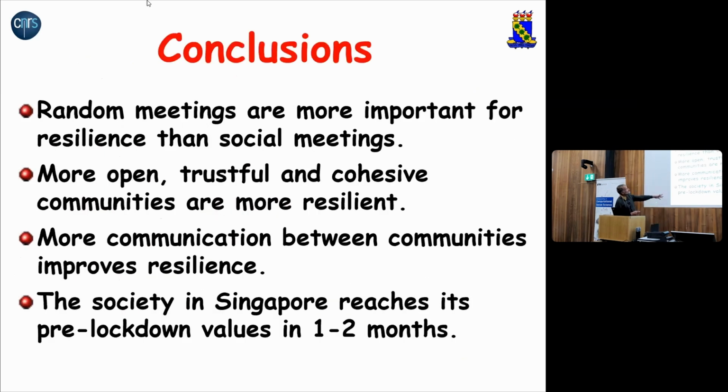But the main results are that random meetings are more important than social meetings, that the communication between communities is the most important factor for resilience, and that we can reproduce the information that in Singapore, the recovery of the social network was of the order of 1 to 2 months.